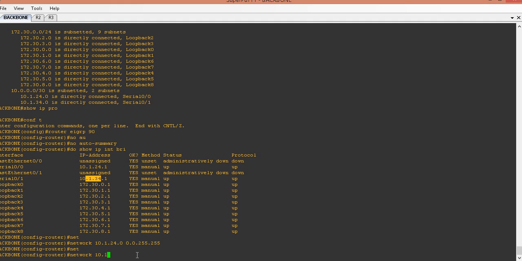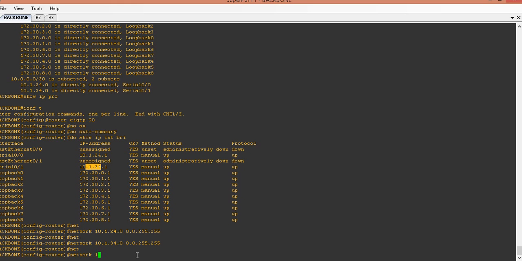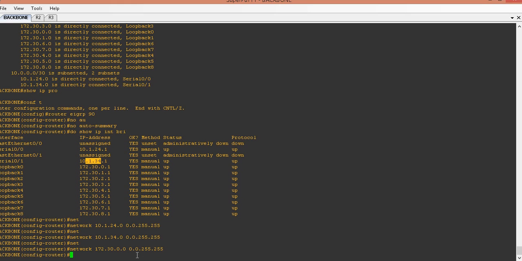Okay, network 10.1.34.0. We don't need to be specific here, so it doesn't require a specific wildcard mask here on the backbone router, but on router 2 and 3 we have to be specific. So here the wildcard mask will be 0.0.0.255. Then I will have to put the loopback interfaces, 172.30.0.0 and 0.0.255.255. Okay, so we are done.